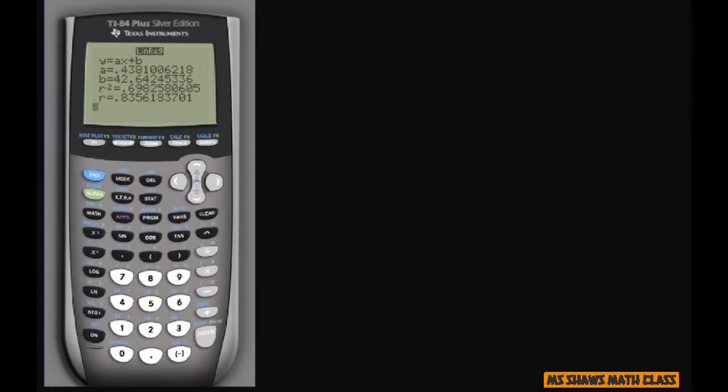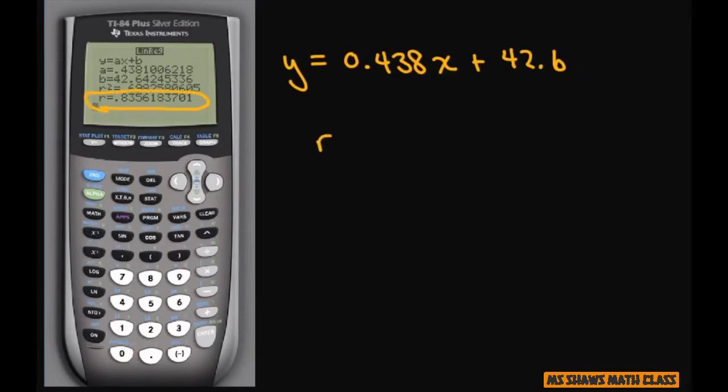So we're just going to write it out. y equals 0.438x plus your b, which is 42.6, and there's your r. The r is given here because we turned the diagnostic on. So that's going to be 0.836.